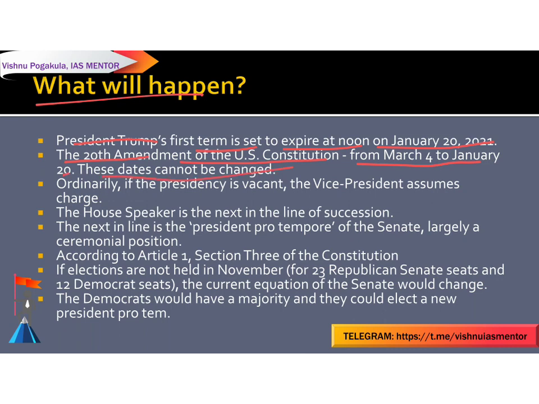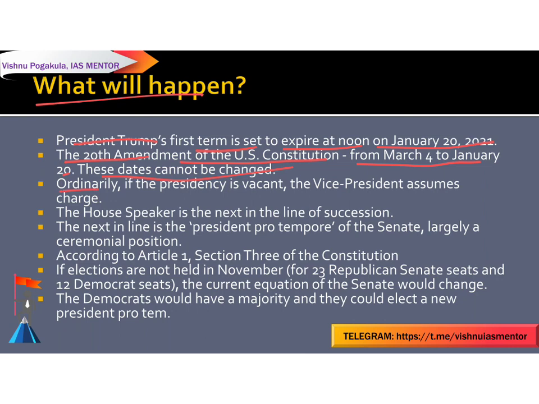That is, the 20th Amendment of the US Constitution moved the beginning and ending of the terms of the president and the vice president from March 4 to January 20. So these dates cannot be changed. The 20th Amendment has changed the beginning and ending of the terms of the president and vice president, and these dates cannot be changed.